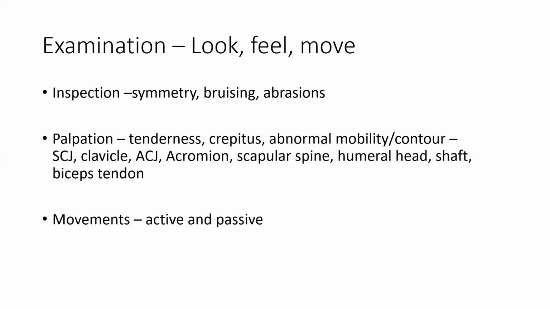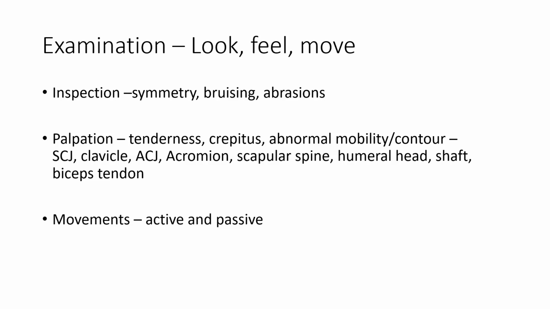Coming to examination, we are going to look, feel, and move. We are going to look in inspection. We have to see for the symmetry of the shoulder and the loss of deltoid contour in a patient of shoulder injury. Any loss can be suggestive of a shoulder dislocation. Then we can see for bruising on the affected side, on the back as well as on the front, and we have to see for any external injuries such as abrasions.